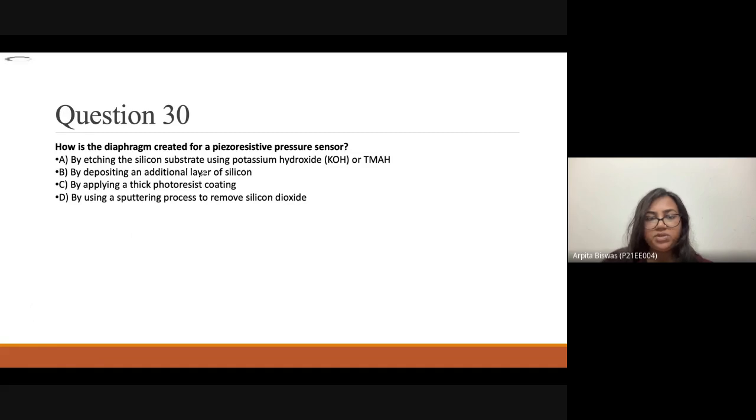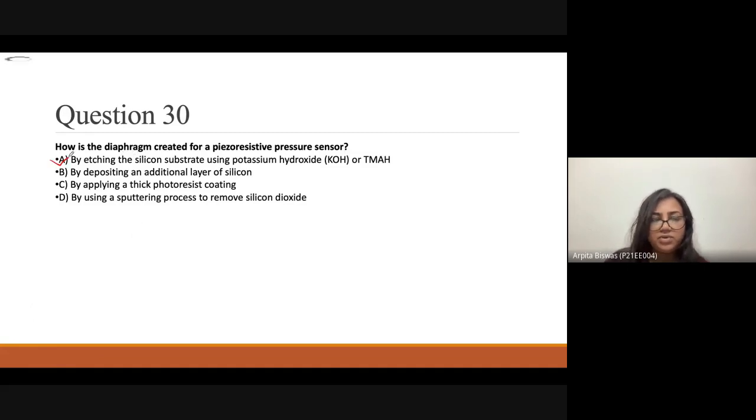How is the diaphragm created for a piezoresistive pressure sensor? The first option is by etching the silicon substrate using potassium hydroxide or TMAH. The second option is by depositing an additional layer of silicon. The third option is by applying a thick photoresist coating. And option D is by using a sputtering process to remove the silicon dioxide. So the right option is option A. Okay.